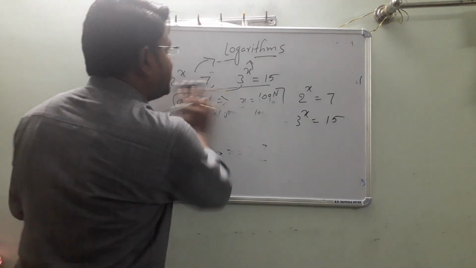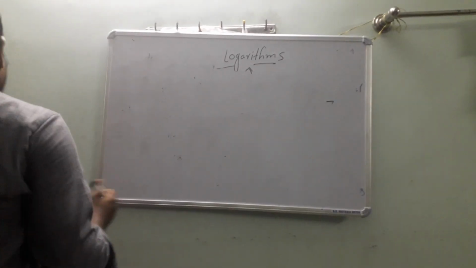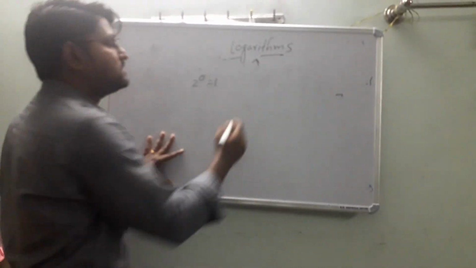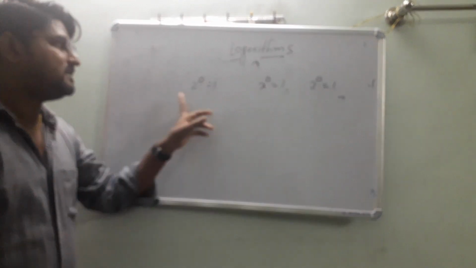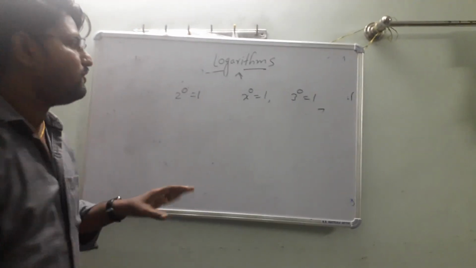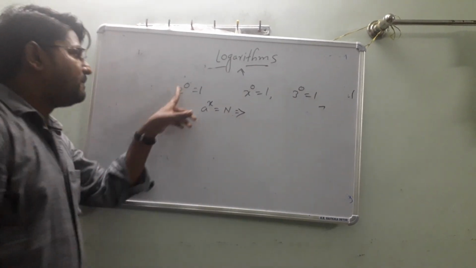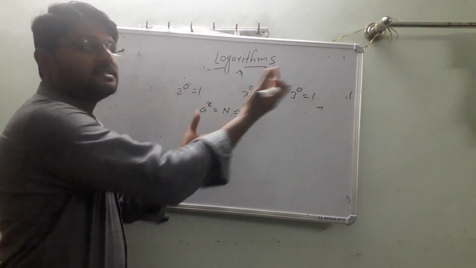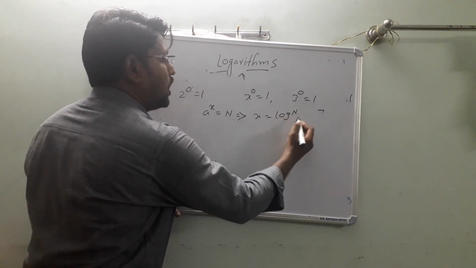So for example, I am taking different types of logarithms or exponential forms. For example, 2 power 0, any power 0 is 1. Already we know that one condition is there, any number power 0 is 1, and x power 0 is equal to 1, 3 power 0 is equal to 1. So these three are in the form of exponential forms, a power x is equal to n. The exponential form is converted into logarithmic form. Logarithmic form I already explained just now: log n to the base a.